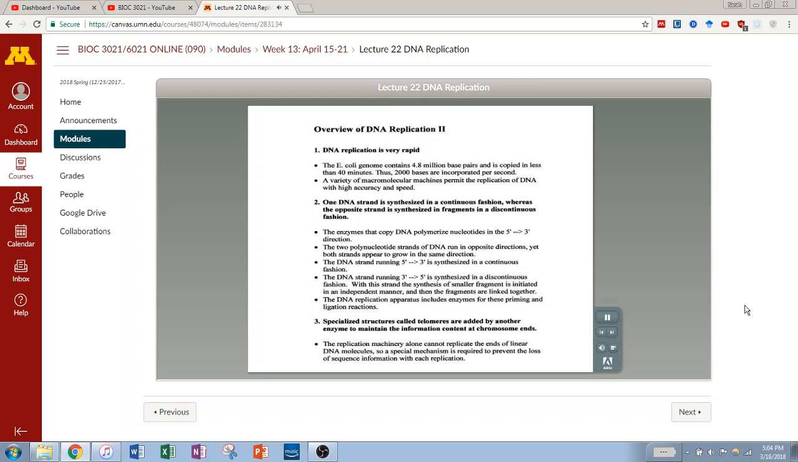Other observations about DNA replication include: DNA replication is very rapid. One DNA strand is synthesized in a continuous fashion, whereas the opposite strand is synthesized in fragments in a discontinuous fashion. The net flow of synthesis of the leading strand is 5' to 3', whereas the net flow of synthesis of the lagging strand is 3' to 5'. Even though the net flow of lagging strand synthesis is 3' to 5', synthesis actually occurs with small segments of DNA in the 5' to 3' direction, and then those small segments are linked together. Specialized enzyme systems are used to synthesize structures called telomeres at the end of the chromosome.